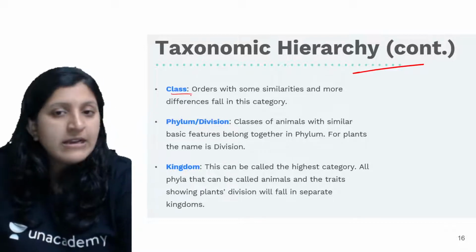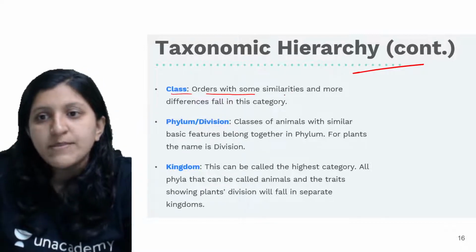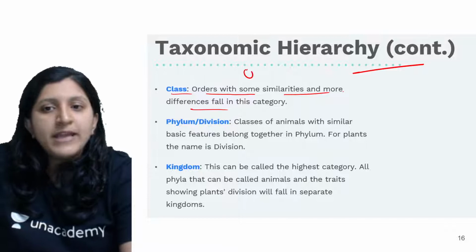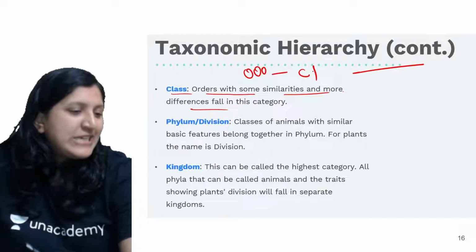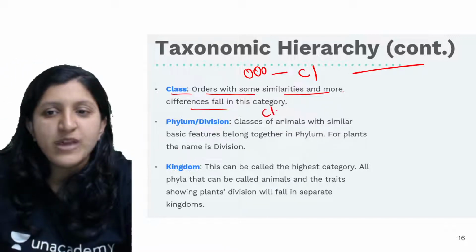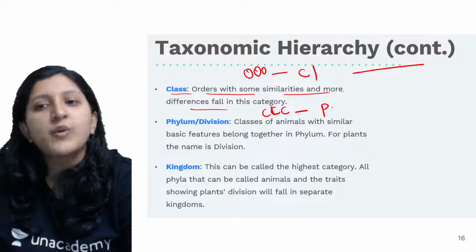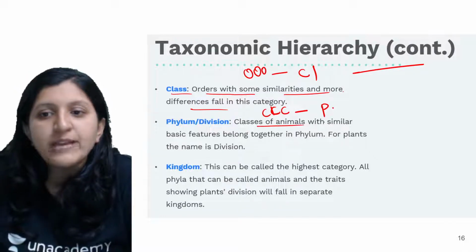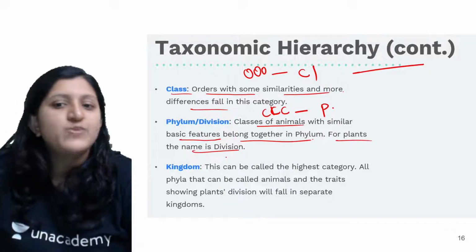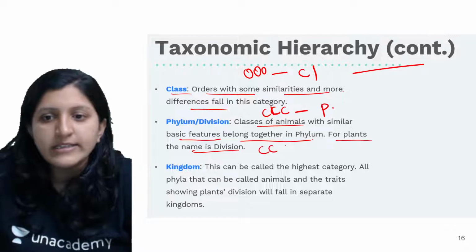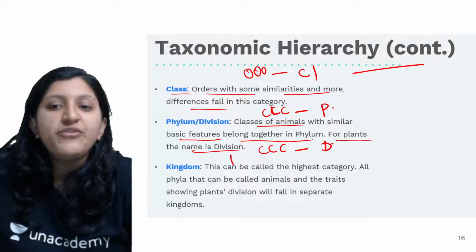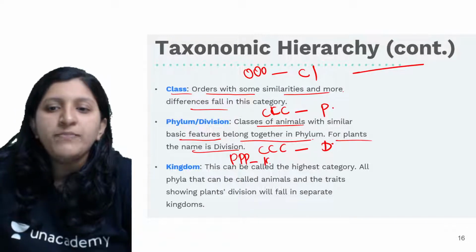Next you can find the class. Orders with some similarities and more differences fall in this category, so many of the orders together form the class. Then many classes together make a phylum. Classes of animals with similar basic features belong together in the phylum, and for plants it is a division. Many of the classes form a division in the case of a plant. Now many of the phyla together will form the kingdom.